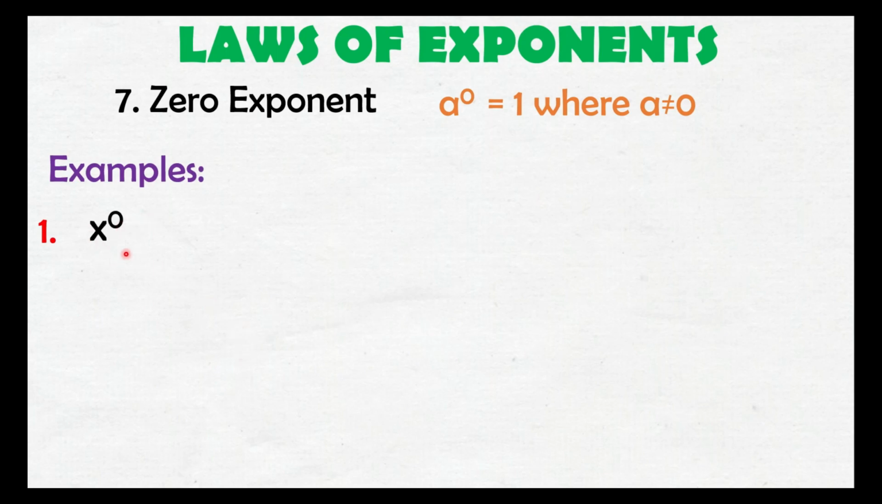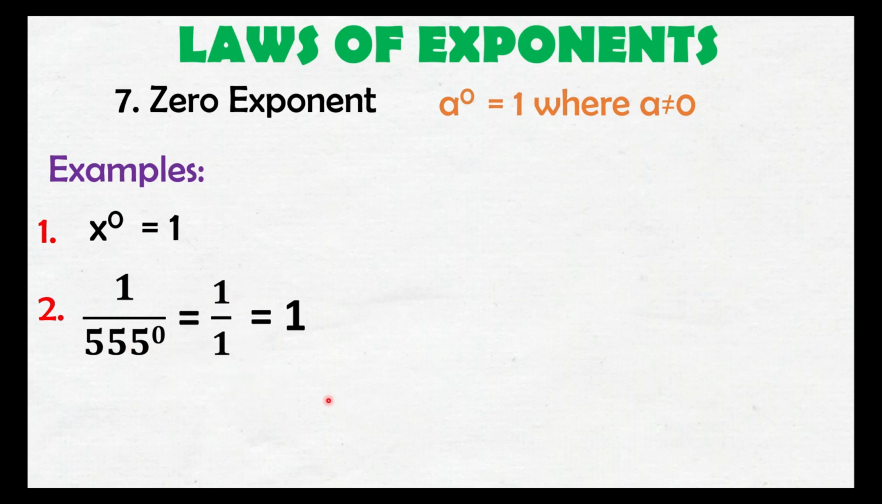So, x raised to 0, that is 1. Example number 2, 1 over 555 raised to 0. Itong 555 na ito, since naka-raise siya sa 0, then, equal lang siya sa 1. So, 1 divided by 1, that is 1. And, quantity x over y raised to 0, so, naka-raise itong x at saka yung y sa 0. So, yung makukuha pa rin natin na answer ay 1.